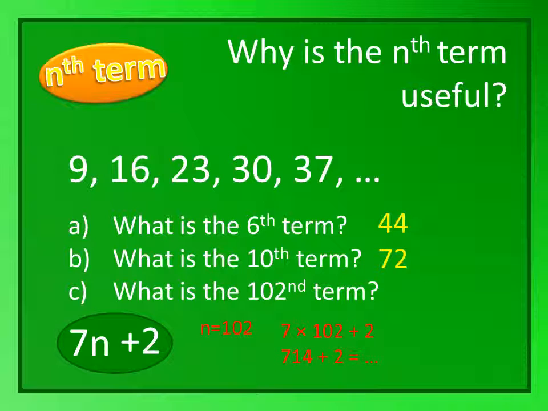7 times 102, that's 714. 714 plus 2, not so tricky, that's going to be 716. That would have taken me a long time, adding on 102 sevens to my 37. This is a much quicker way of doing it.